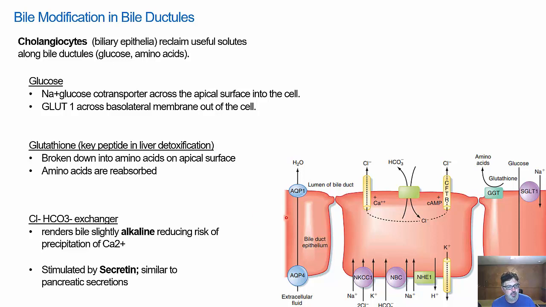cholangiocytes. Also keep in mind we have this chloride bicarbonate exchanger. So here we have a chloride exchanger, and that's going to pump more bicarbonate, not really pump, but exchange more bicarbonate into the lumen. And that's going to make it alkaline once again, reducing the risk of precipitation of the calcium. One thing you will notice is that when we get to this part of the biliary system, these cholangiocytes are actually being stimulated by the secretin hormone, and that's going to stimulate the release of a bicarbonate and watery type of fluid, very similar to what we saw in the pancreas. So not much different in that aspect.